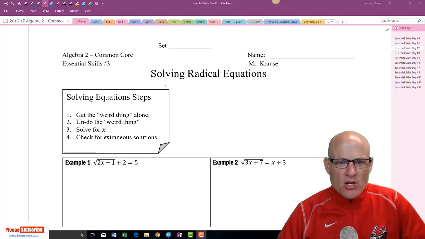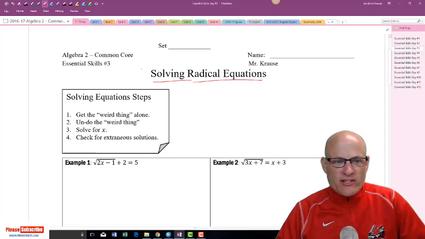Anyway, solving radical equations. This is essential skills number 3. There's a whole bunch of these.